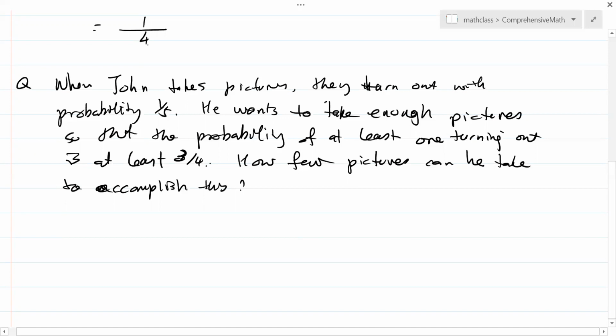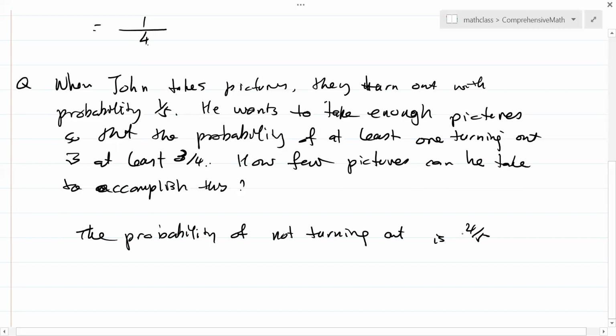So this is just a product rule, okay, applying to the probability. You take a sequence of pictures. The probability of not turning out, you have to do the opposite way. The probability of not turning out is 4/5. Not turning out is 4/5. It's 1 minus 1/5.